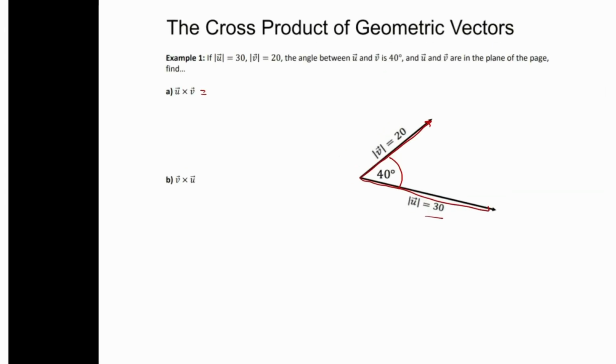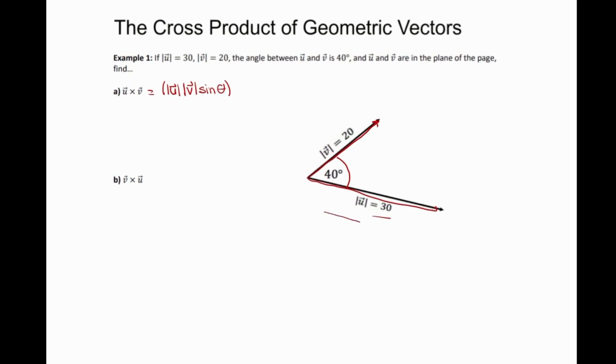So really, we're trying to find a vector perpendicular to both u and v. So we're going to write out what our formula is. We have the magnitude of u times the magnitude of v times sine of the angle. Now we need to figure out this direction. So we need to know what direction it is going in. So I'm going to use my right-hand rule, and I'm going to put my fingers in this direction, and I'm going to curl them towards the other vector, which means my thumb is coming straight up and out of the page.